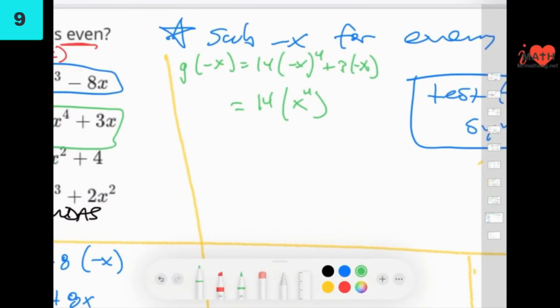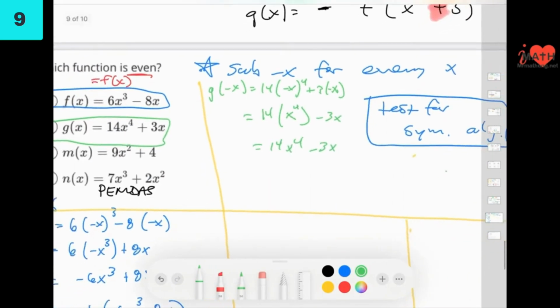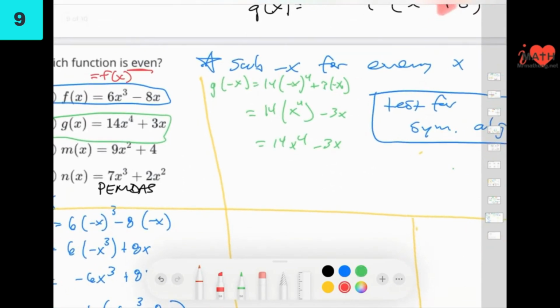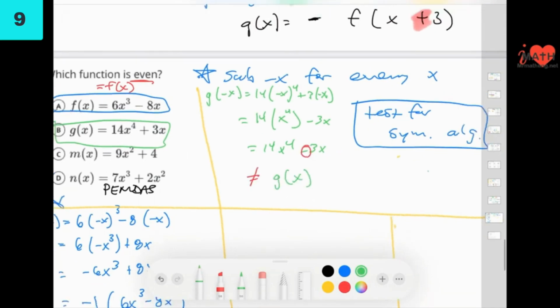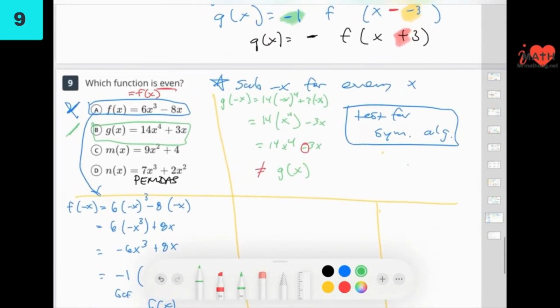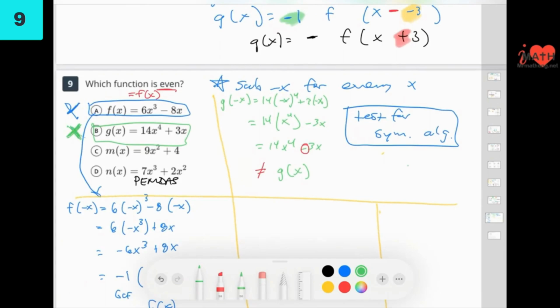And then this would be -3x. So this would be 14x to the 4th minus 3x. And is that equal to the original? It does not. So we can say it's not equal to the original. And so this would not be an even.